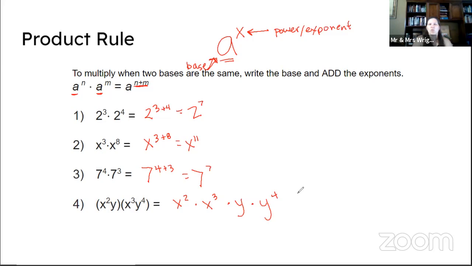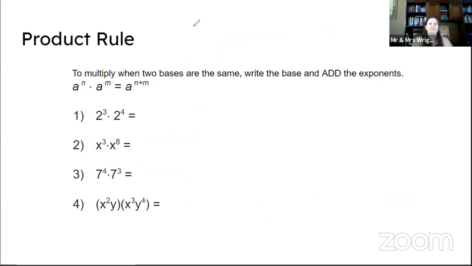So in this case, we're going to write the ones with the same base, x. We're going to look at the exponents, 2 and 3, and add those. So it's 2 plus 3. And then we've got y, and we're going to add the exponents, 1 plus 4. So it's going to result in x to the power of 5 times y to the power of 5 as our final answer. Hopefully you were able to follow along with that.